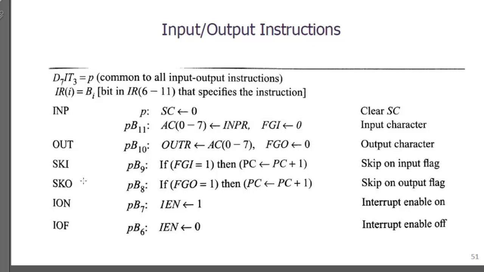SKI is used to skip on input flag. SKO is used to skip on output flag. It works when FGO equals 1. Skip input works if FGI equals 1. Then ION. ION means interrupt enable on. After that IOF is there, that is interrupt off. So IEN will be set to 0 when interrupt is off. That means there is no interrupt.